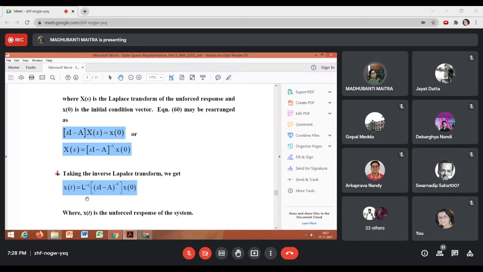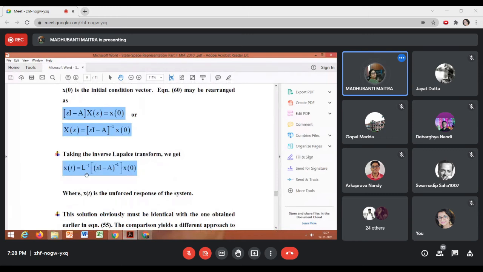So e to the power At was our state transition matrix. So if we compare, then we can say that the Laplace inverse of (sI minus A) inverse, this entire thing, is nothing but the state transition matrix, which is equal to e to the power At, or which can be denoted by the symbol phi(t), right? So x(t) is equal to e to the power At into x0. So e to the power At is the Laplace inverse of (sI minus A) inverse.